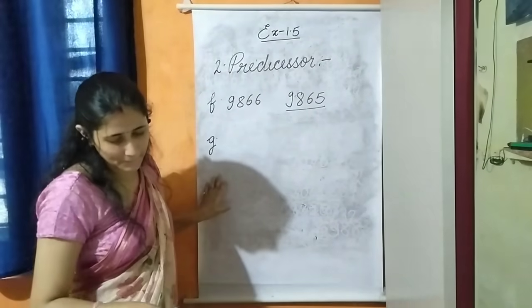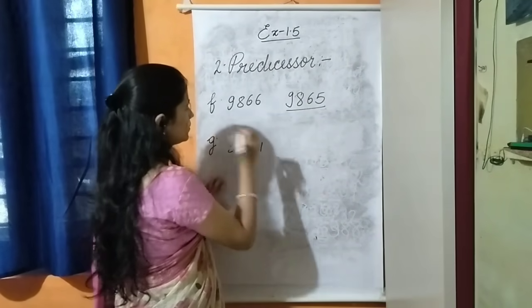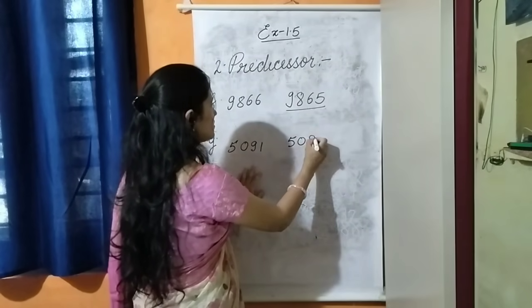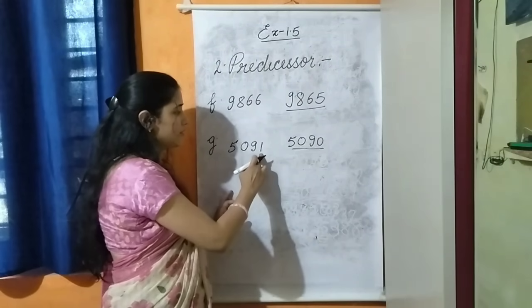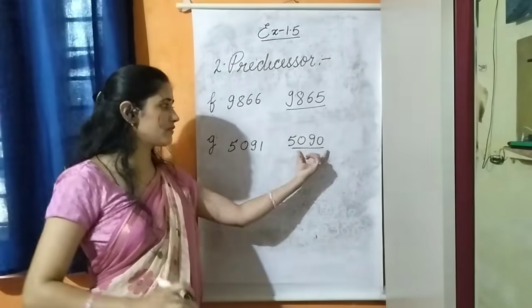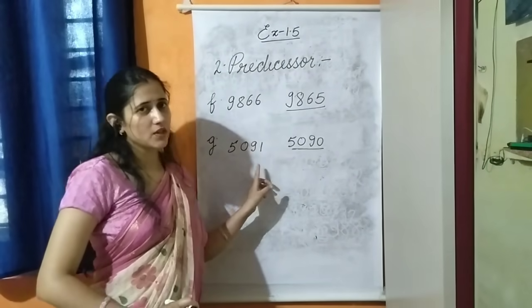G, 5091. Its predecessor will be 5090. Okay, 1 minus 1. 1 minus 1 will be 0. 5091, its predecessor will be 5090. We have subtracted 1 from 1.